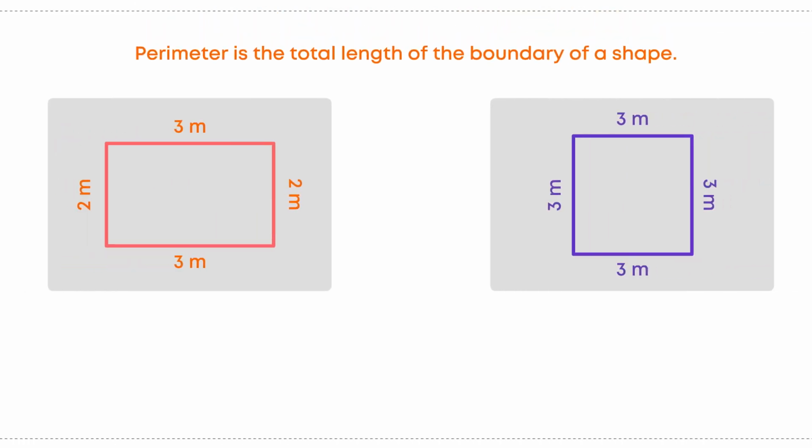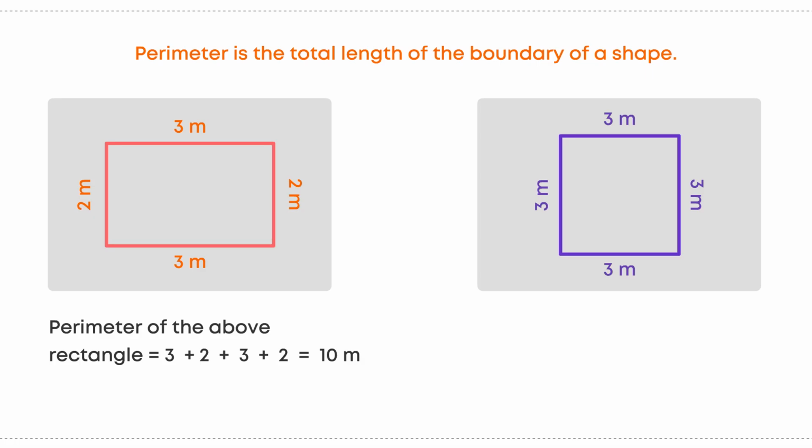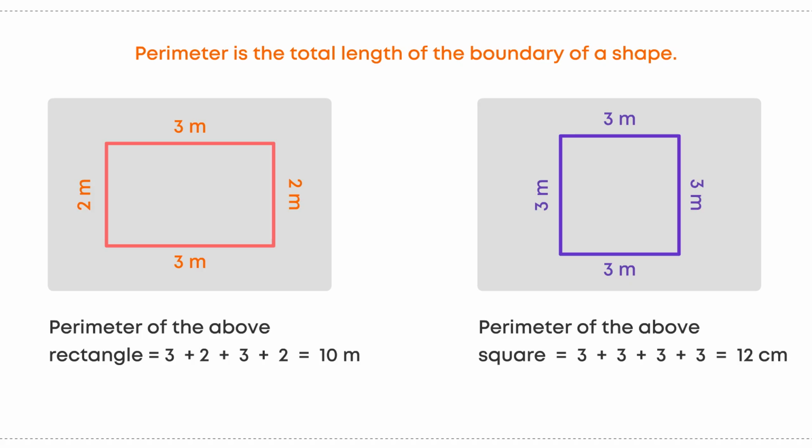Perimeter is the total length of the boundary of a shape. Perimeter of the above rectangle is equal to 3 plus 2 plus 3 plus 2 is equal to 10 meters. Perimeter of the above square is equal to 3 plus 3 plus 3 plus 3 is equal to 12 centimeters.